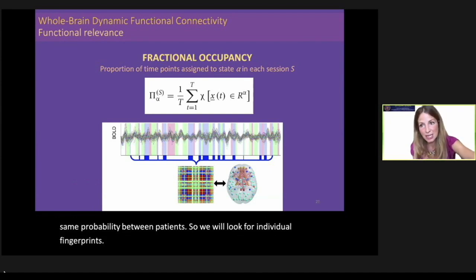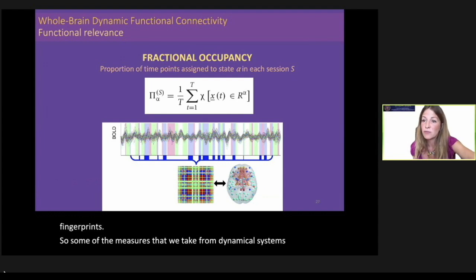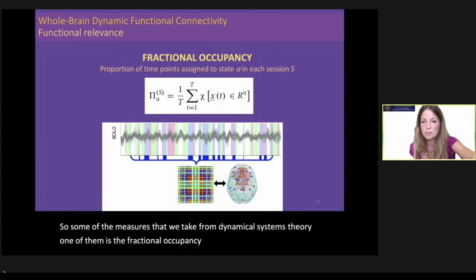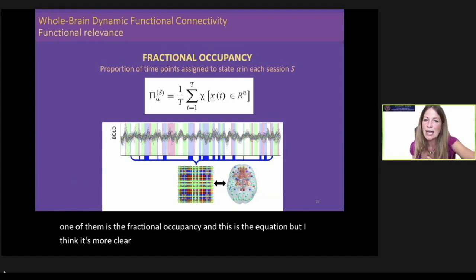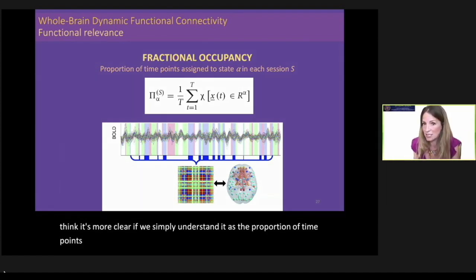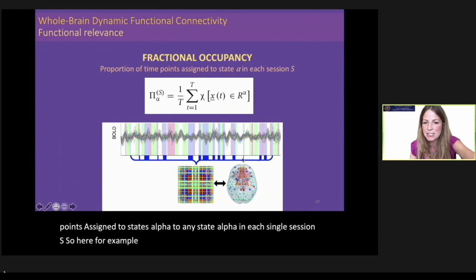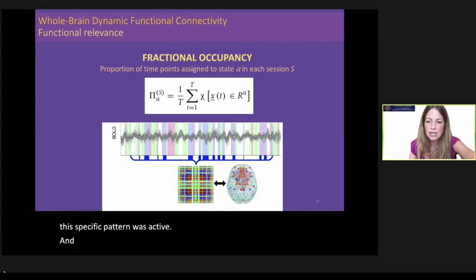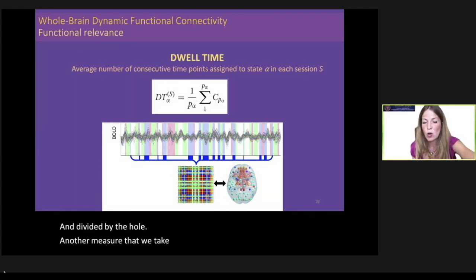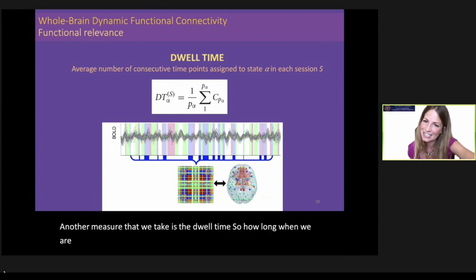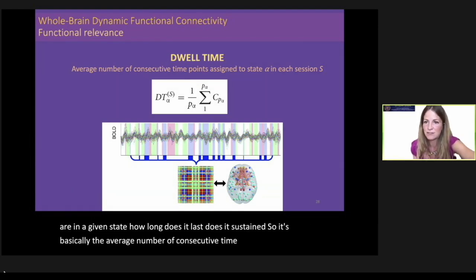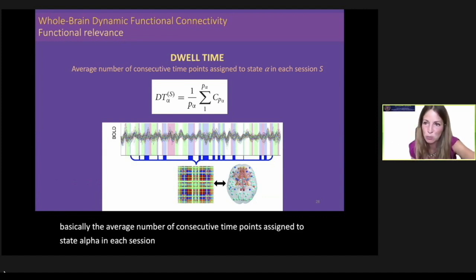So some of the measures that we take from dynamical systems theory, one of them is the fractional occupancy. And this is the equation, but I think it's more clear if we simply understand it as the proportion of time points assigned to state alpha, to any state alpha, in each single session S. So here, for example, is to count how many TRs this blue state or this specific pattern was active, and divided by the whole. Another measure that we take is the dwell time. So when we are in a given state, how long does it last? Does it sustain? So it's basically the average number of consecutive time points assigned to state alpha in each session S. So how wide these blue bars are, let's say, on average in each subject.